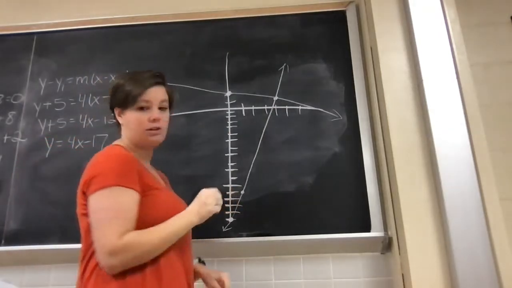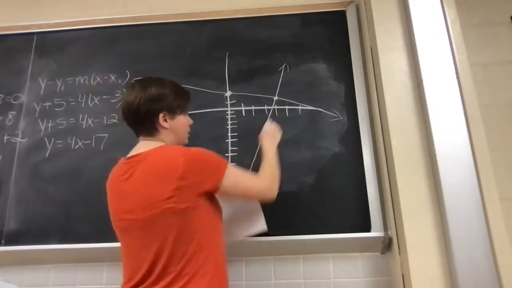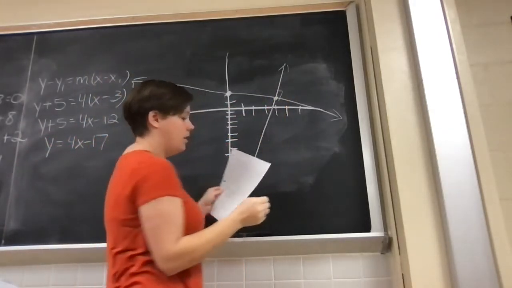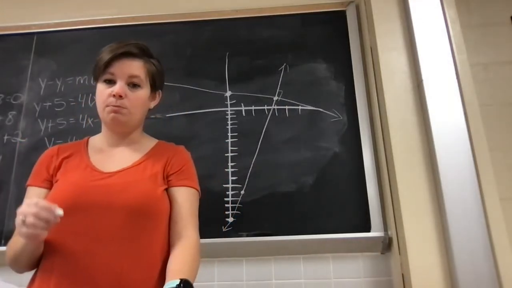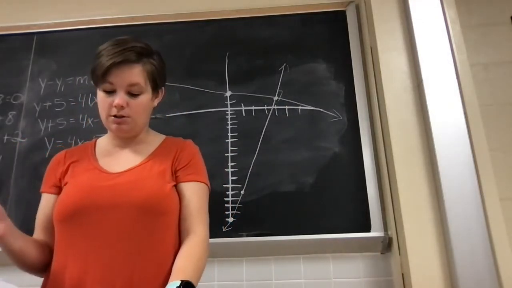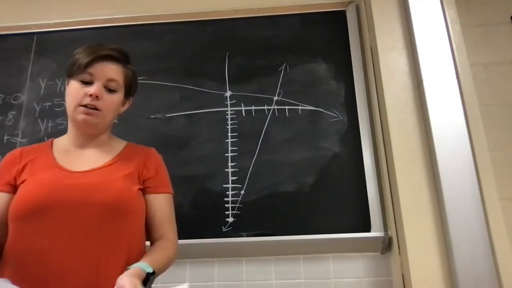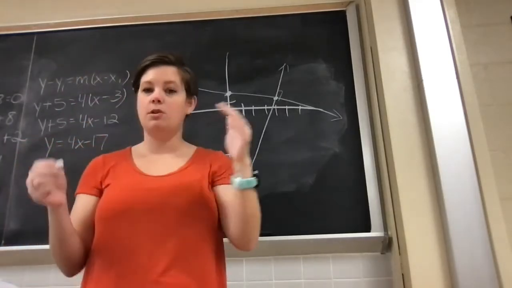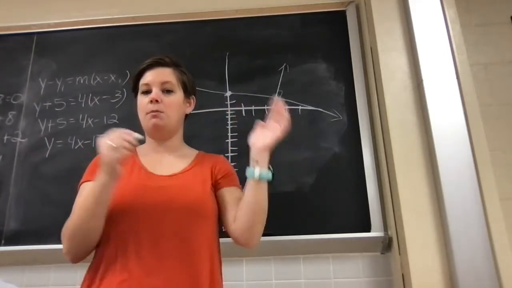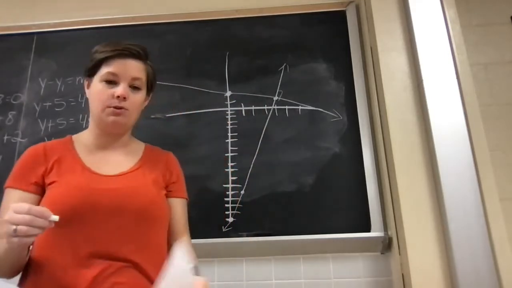But if you look, I did get an intersection, and it does make a right angle. And that's always true. Perpendicular lines always intersect at right angles or at 90 degrees. So those are the two special kinds of slopes. We have parallel slopes, which are the same. We have perpendicular slopes, which are negative reciprocals.